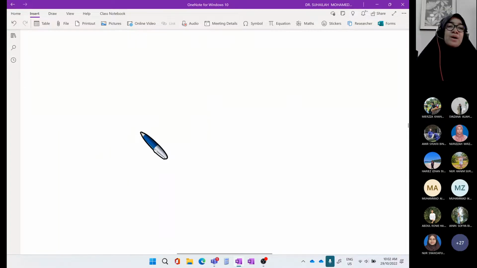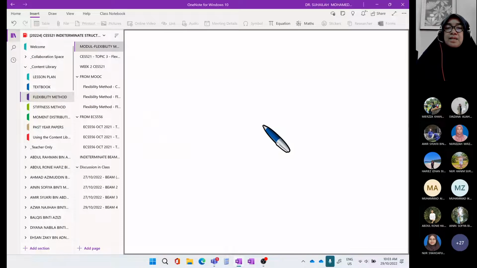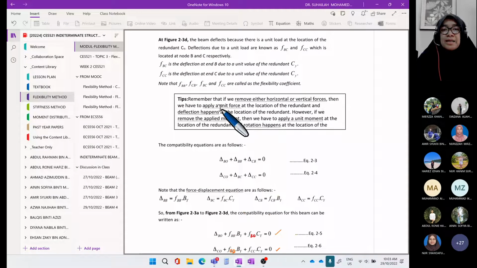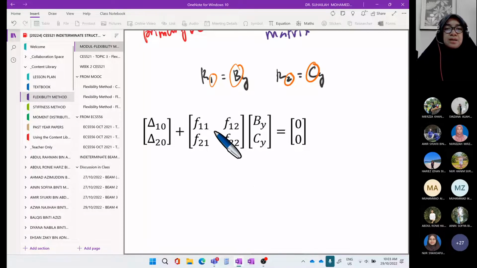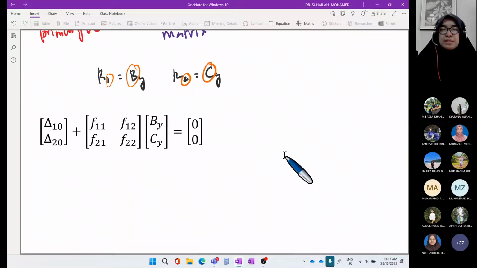Of course, you can write R1, R2, but you just put the redundant name there so that we can identify clearly. This one is when R1 is BY, R2 is CY. Just now we had three sets of solution. This is when we have set number 1, R1 is BY, R2 is CY.